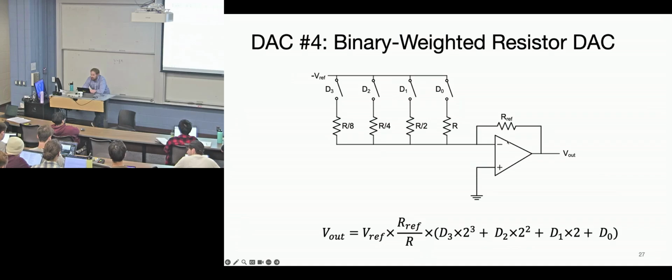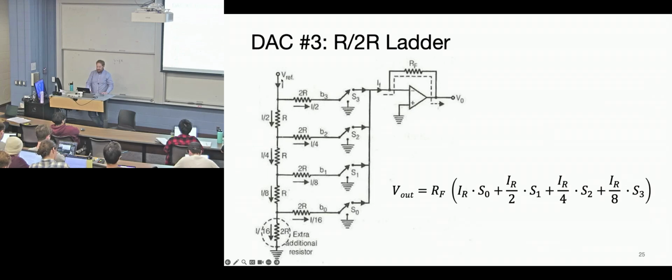But they're both binary, like powers of 2 being summed together. Yes. It's just that the feed network that's generating that current is different. So here the feed network is literally just resistors of different values, and here the combination of resistors will make different currents. Okay. Any other questions? It's a good question.